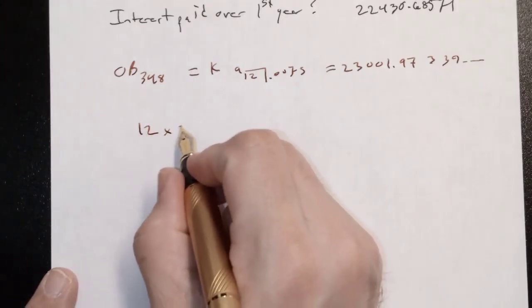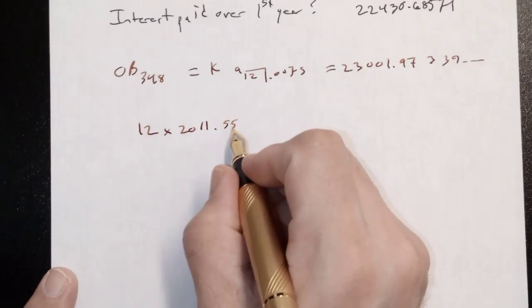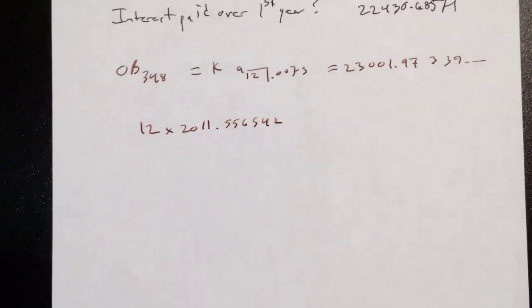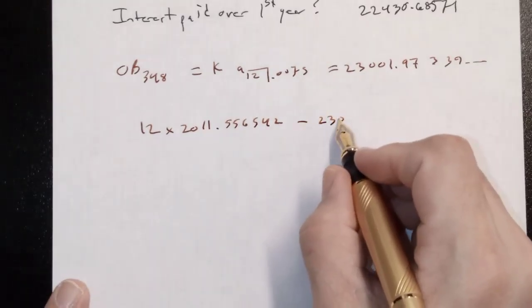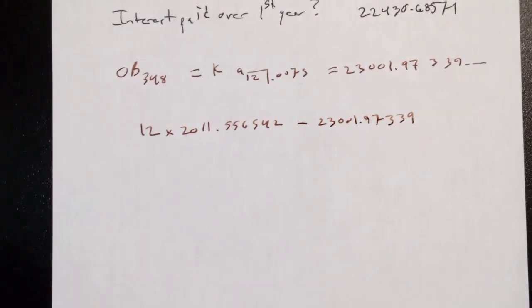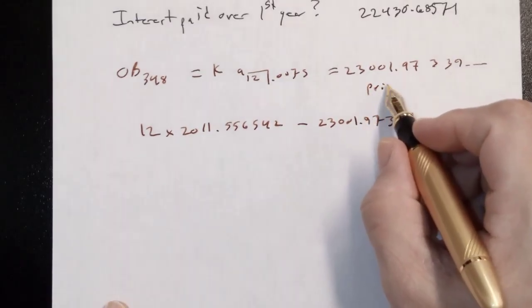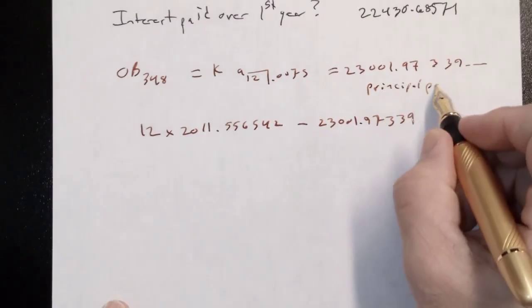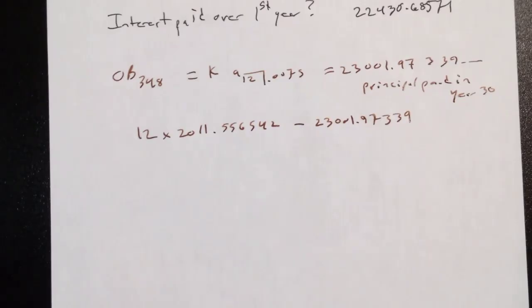12 payments of $2,011.556542. But now I'm going to pay off this amount in principal. This is the principal paid in year 30. Because I have to pay off the loan at the end of that year.